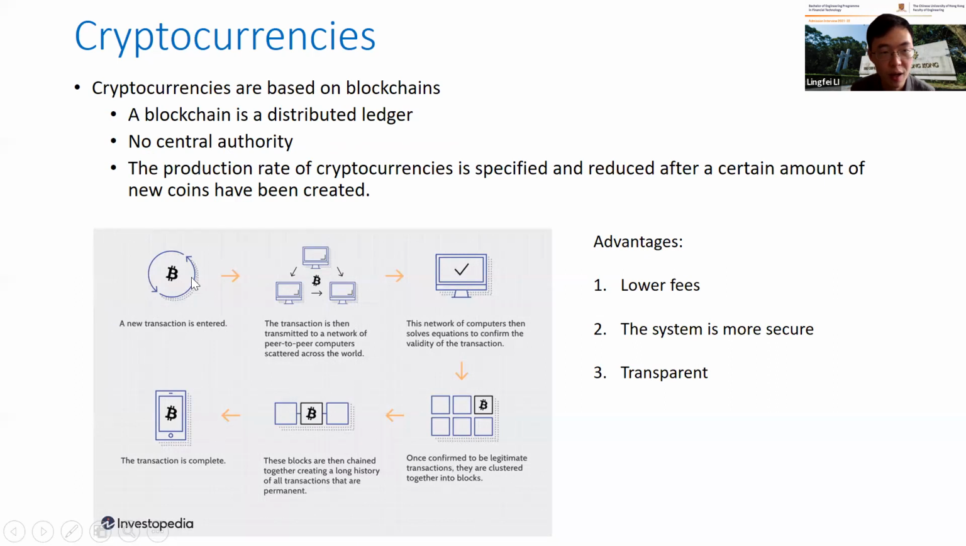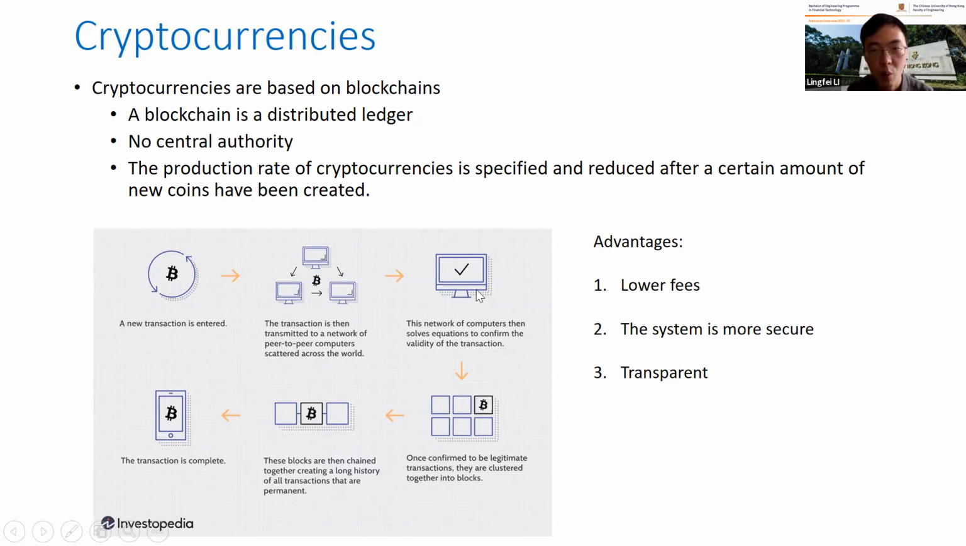So this is how a blockchain works. Let's say you want to transfer a Bitcoin to somebody else. This transaction will be entered into this network. It's a distributed network which consists of hundreds of thousands of computers. This network is not owned by a single party, so it can be accessed by many computers. That's why it's called distributed. And these computers will try to solve some cryptography problems in order to validate or verify this transaction.